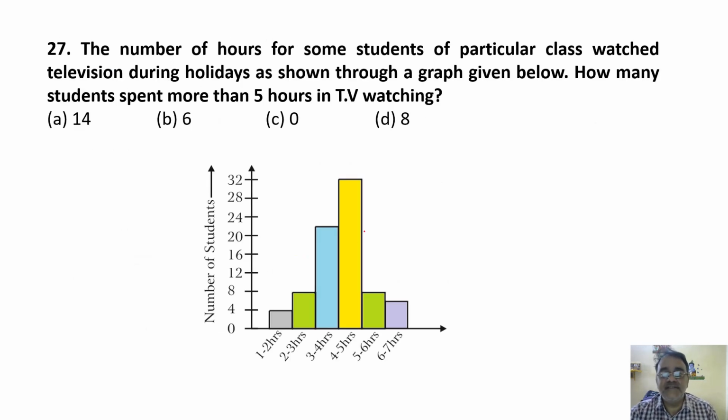The number of hours for some students of particular class watched television during holidays as shown through a graph given below, how many students spent more than or equal to, I'm adding here, okay, 5 hours in TV watching. So यहाँ से यहाँ तक काउंट करना है, तो यहाँ पर ये कितना है देखो 8 and this is 6 क्योंकि इनके बीच में, so 8 plus 6 is 14 and the correct option is option A.